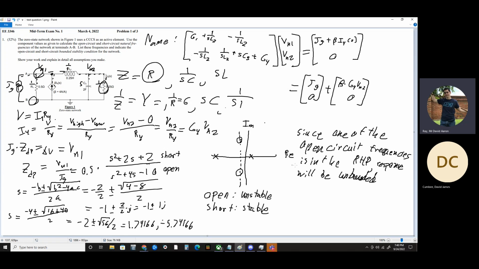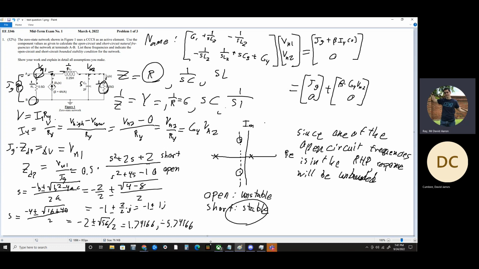And then he also states that since there's no short circuit frequencies in the right half plane, then the short circuit response will be bounded. So he states one for open, whether open is bounded or not, and then he states one for if the short circuit frequencies are bounded or not. And then he states that therefore the network driven by a current source will be unstable, but will be stable for a voltage source. But that doesn't look like it's actually part of the answer.